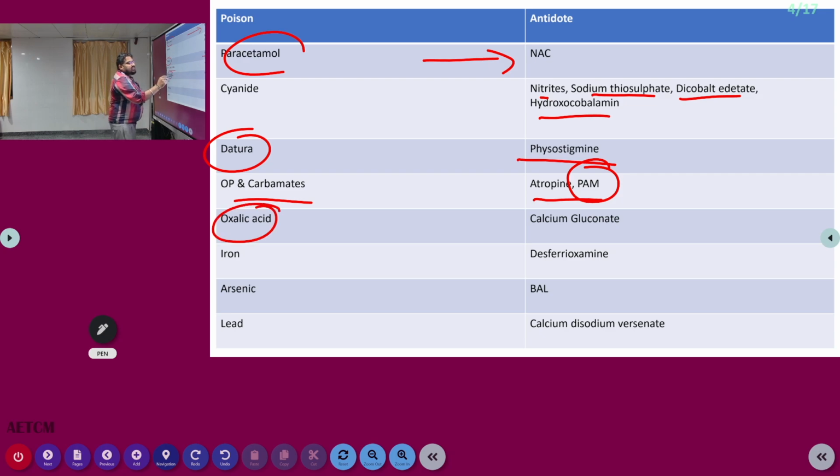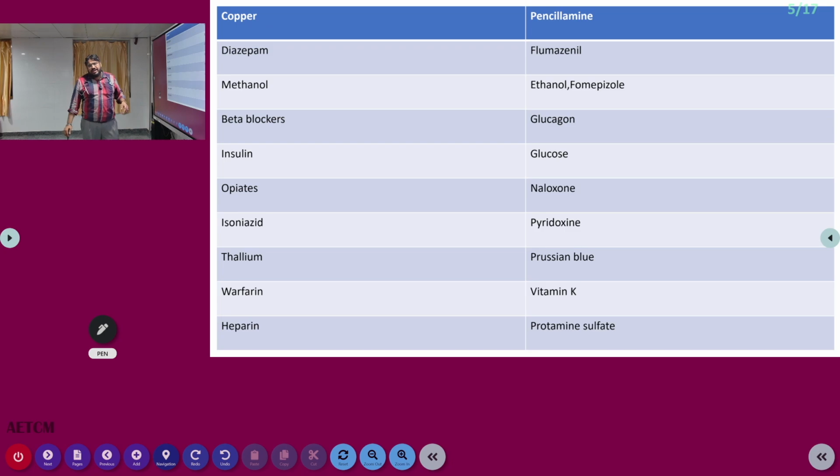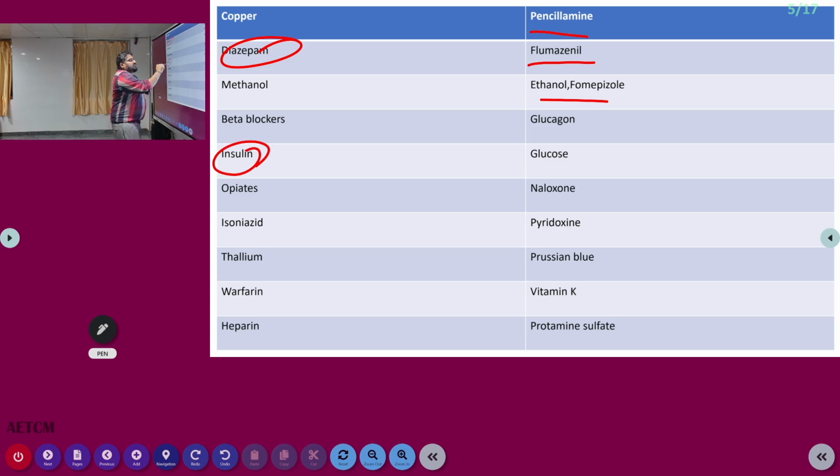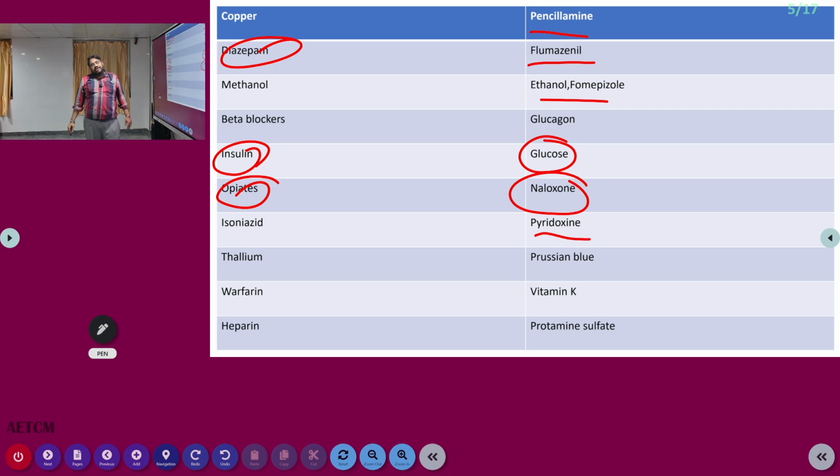Next, oxalic acid, calcium gluconate. Iron, desferrioxamine. Arsenic, British anti-lewisite. Lead, calcium disodium versenate, succimer, dimercaprol, or even D-penicillamine can be used. Coming to the next common agents, copper, you have penicillamine. Diazepam, you have flumazenil. Methanol, you have ethanol or fomepizole. Beta blockers, remember glucagon. Insulin toxicity, pretty simple, glucose. Opiates, you have naloxone, and isoniazid, you have pyridoxine. Thallium, you have Prussian blue. Warfarin, you have vitamin K, and heparin toxicity, you can give protamine sulfate.